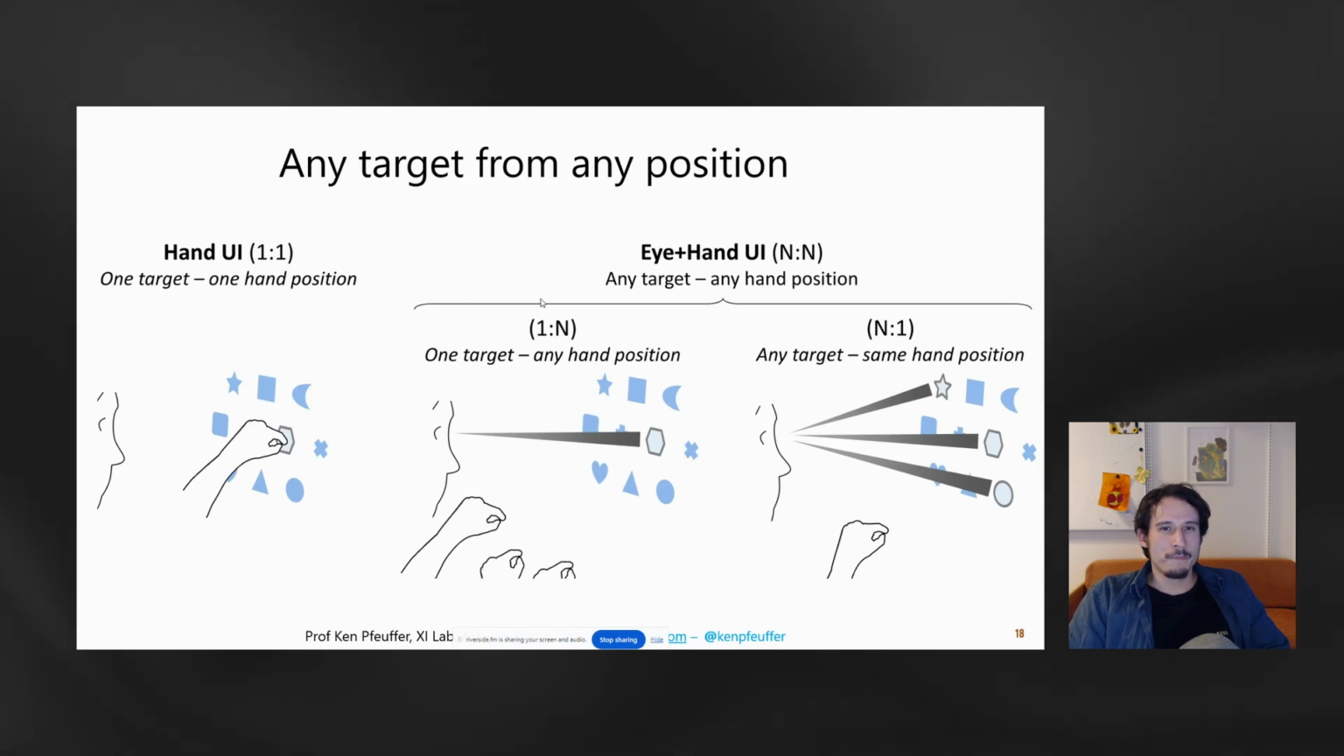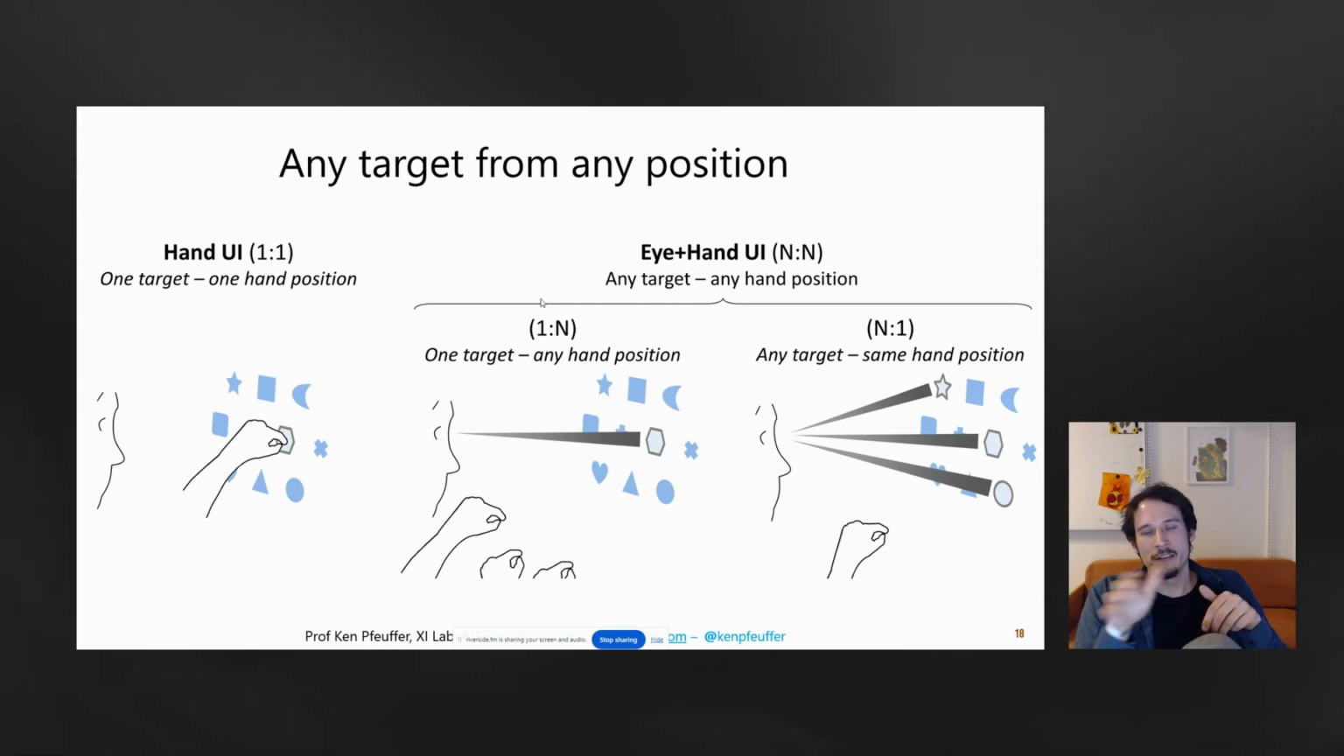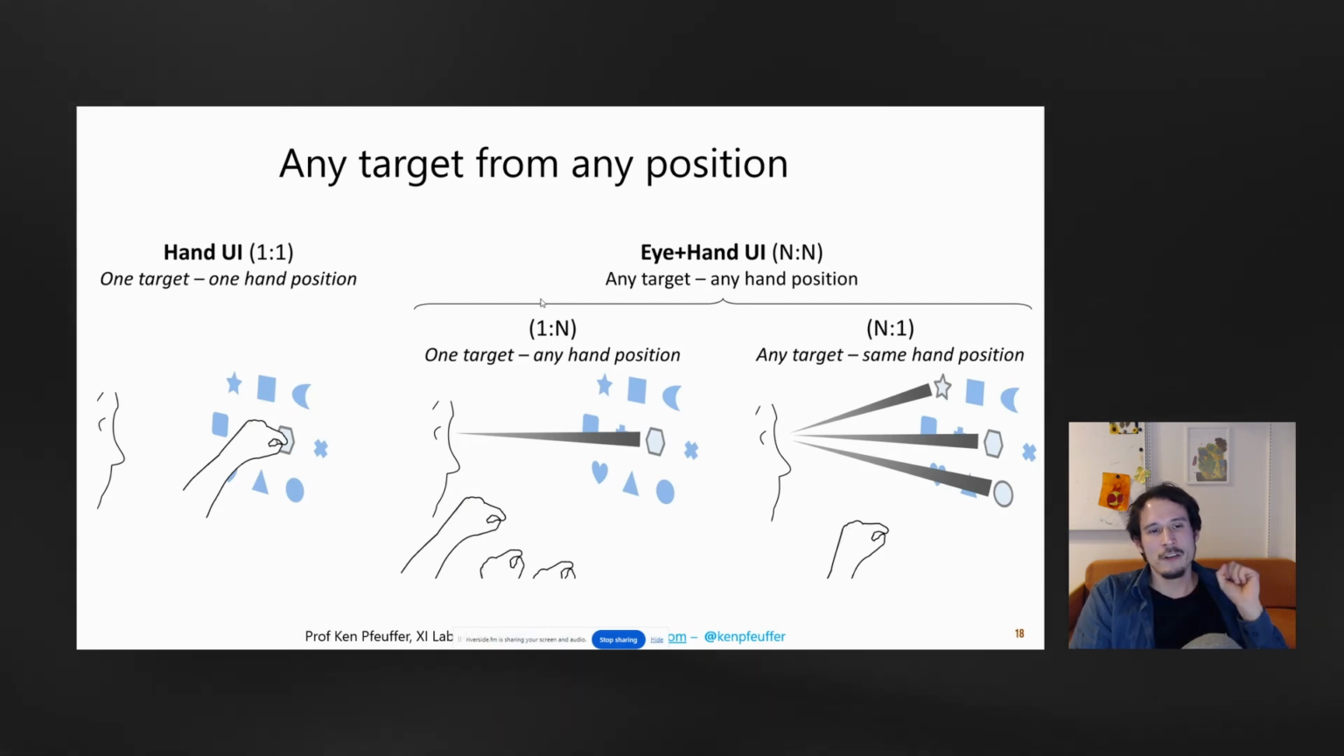And in the end, I think there's one way to really summarize the difference between direct manipulation and eye and hands. So with direct manipulation, you can always interact with exactly one target from one position of the hand, and it's like a one-to-one mapping. Like you move your hand there, and that's it. And this is completely opened up for the eyes and hands.